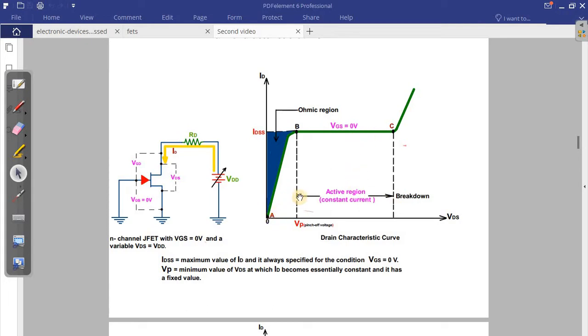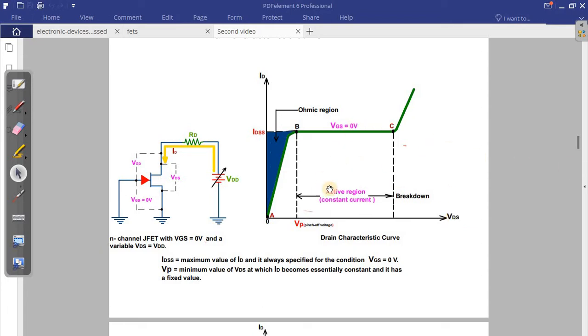We've got this type of drain characteristic with VGS equal to 0. So when VDS is equal to 0, ID is equal to IDSS. So the current is at the maximum value, which is IDSS. That's why I say IDSS here: it's the maximum value of ID, and it's specific to the condition VDS equal to 0. And VP is the minimum value of VDS at which ID becomes essentially constant. So guys, VDD is a value of VDS, a minimum value of VDS.